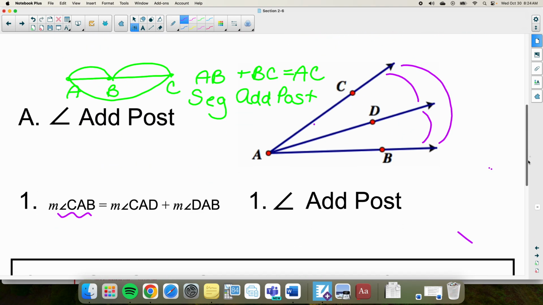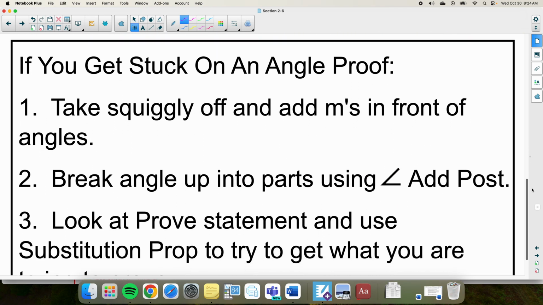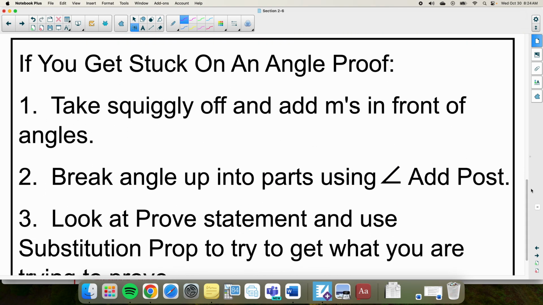Okay, so then it would be plus measure of angle CAD plus the measure of angle DAB here, okay? So they took that angle and they broke it up into 3 parts, and we will be doing that again today quite a bit. Now on your cheat sheet, I had a thing that said what to do if you were stuck on a segment proof.